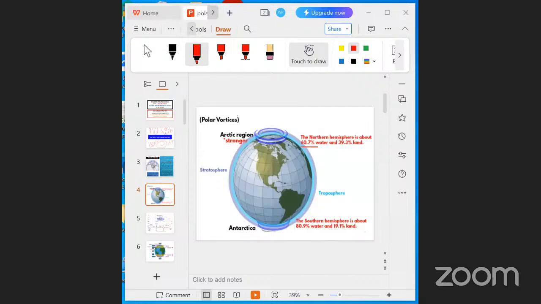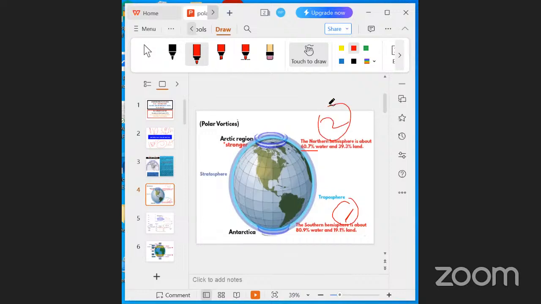Now you see this picture. Actually, there are two vortices on the Earth. The first one is over the Southern Hemisphere, over Antarctica. The second one is over the Northern Hemisphere, over the Arctic region. The Northern Hemisphere polar vortex is the strongest one.